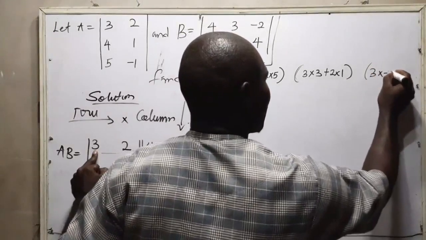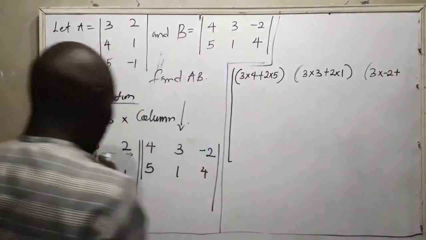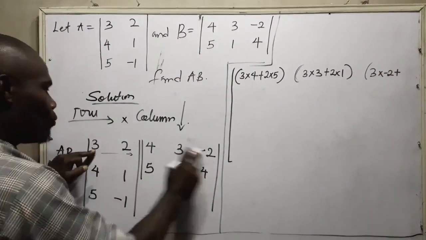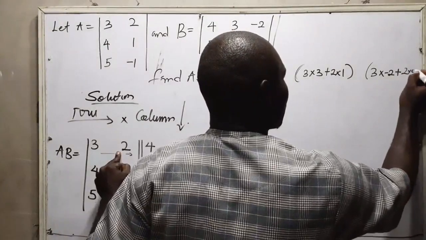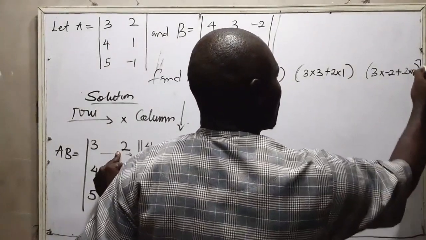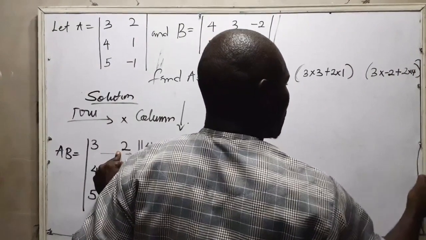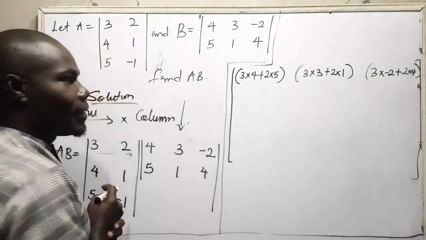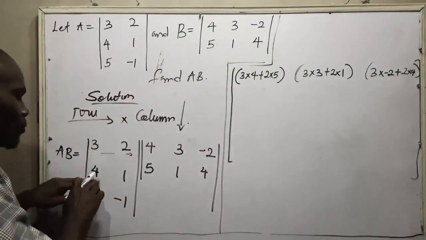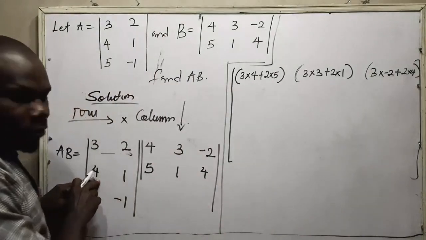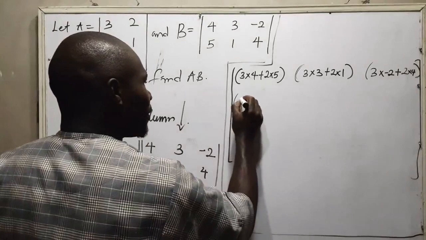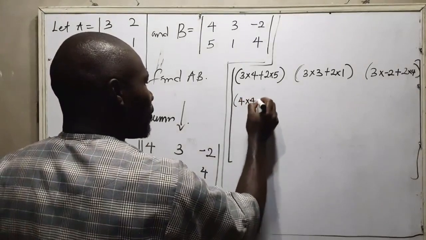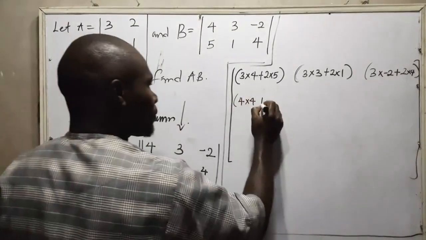3 times minus 2 plus 3 times minus 2 plus 2 times 4. We have 2 times 4. So that is the array bracket. Therefore, you do this again. It's the same procedure. 4 times 4. You write it here. 4 times 4 plus.